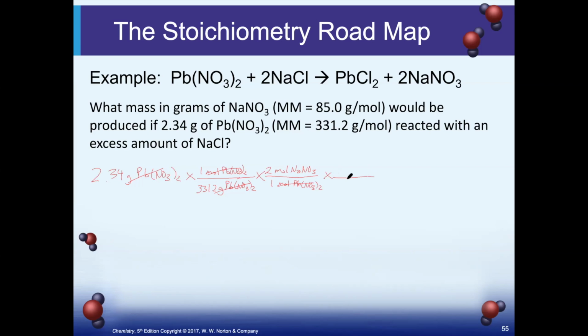Okay, so the question asks for a mass though. So now I need to convert from moles of sodium nitrate into grams of sodium nitrate, and I do that by using the molar mass of sodium nitrate. So it says that 1 mole of sodium nitrate is 85.0 grams of sodium nitrate. Okay, so moles of sodium nitrate cancel, and so I end up with units of grams of sodium nitrate. So you plug that into your calculator, and you get grams of sodium nitrate. Okay.